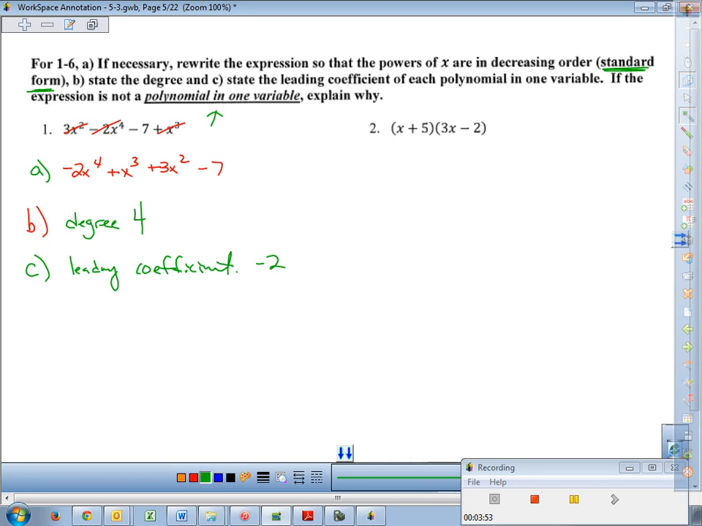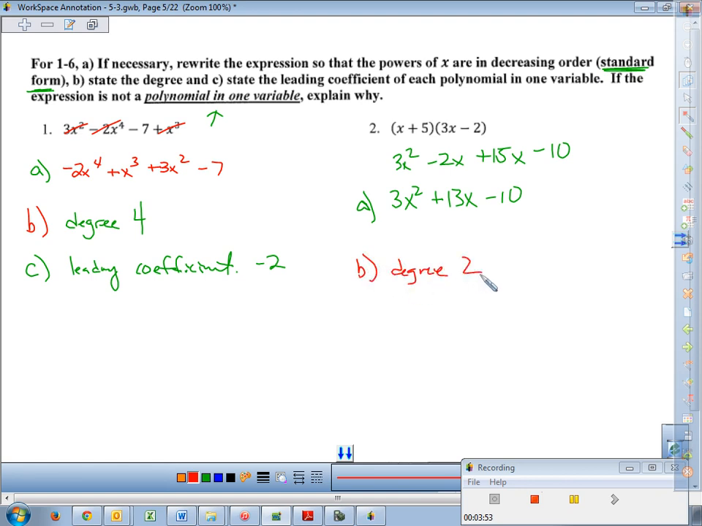Ooh, what do you think? What would we probably need to do first? Foil that out. Right? It's a binomial times a binomial. Let's foil it. Is it even a polynomial in the first place? Yes, and it's in highest degree to lowest degree, pretty much, after I've combined my like terms and everything. What's the degree of this one?